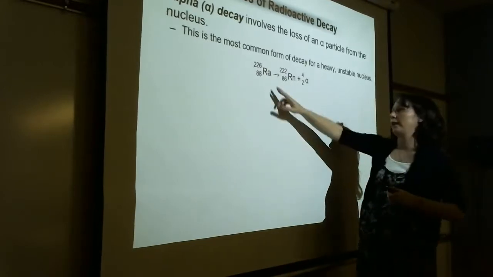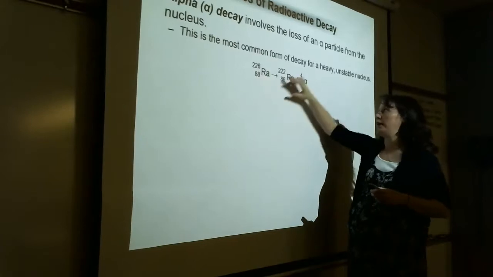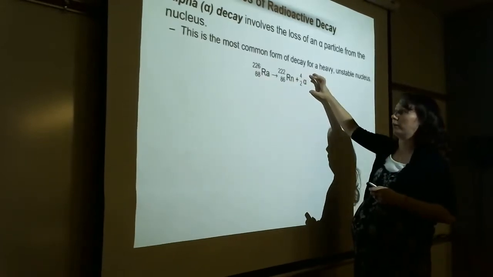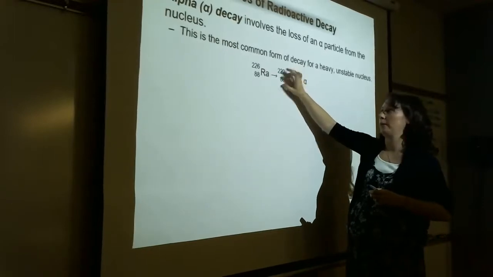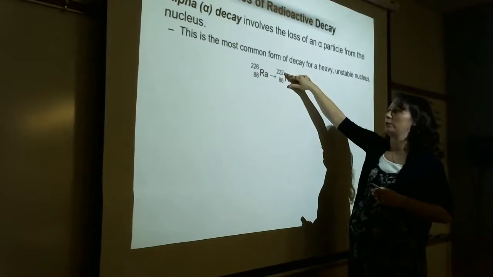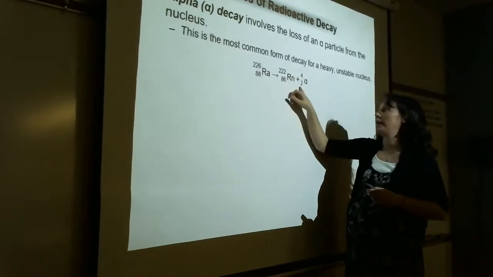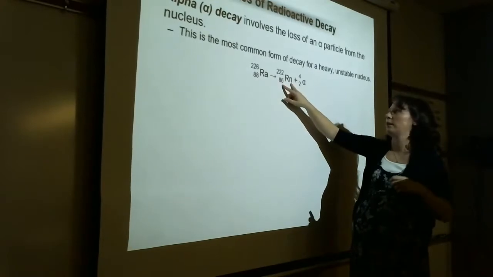So for alpha decay, you would take your nuclide that you're beginning with, and you would then write the alpha particle, and then you'd figure out what element needs to be right here. So 226 minus 4 gives me 222, and 88 minus 2 gives me 86. I look up element number 86 in my periodic table, and that's radon.